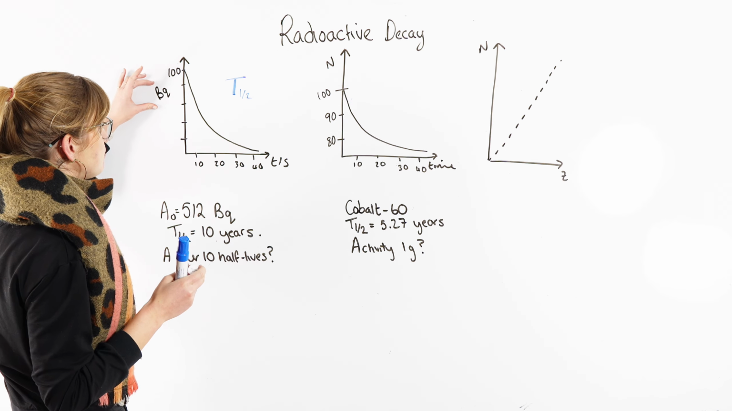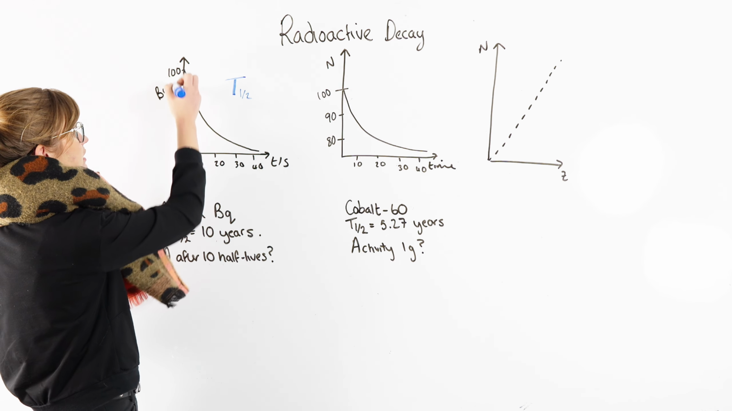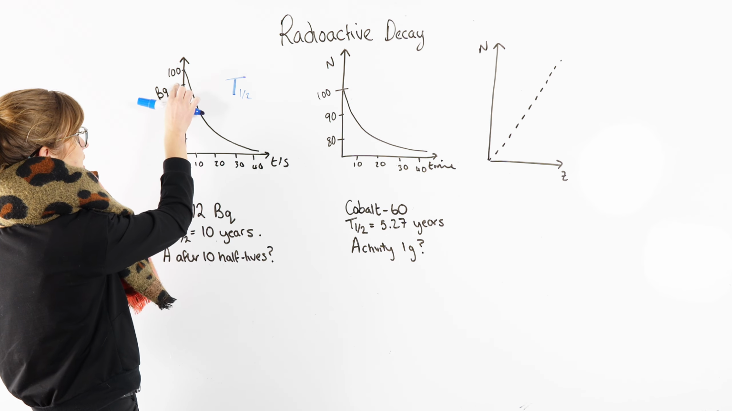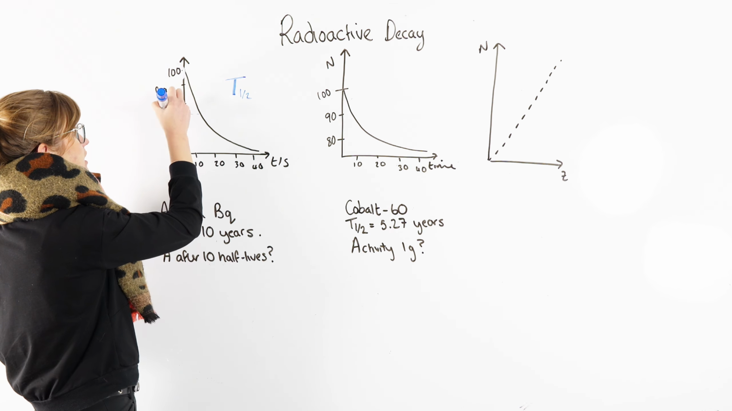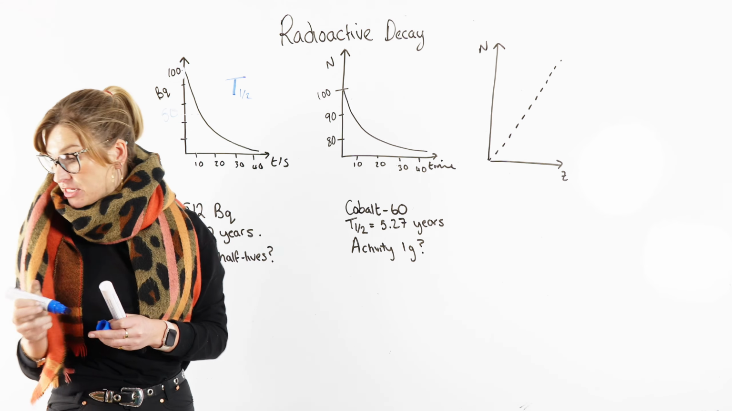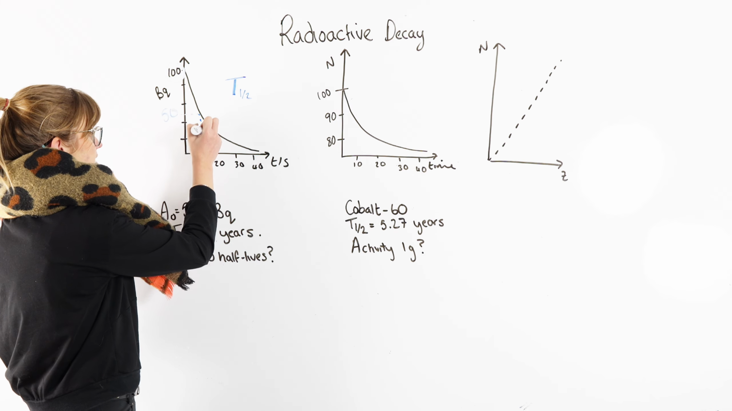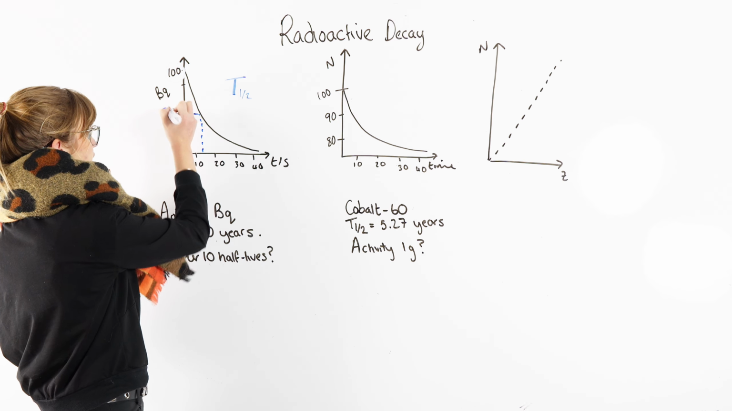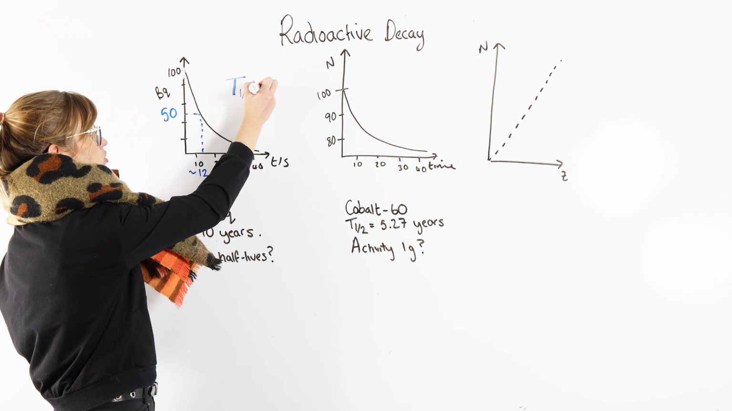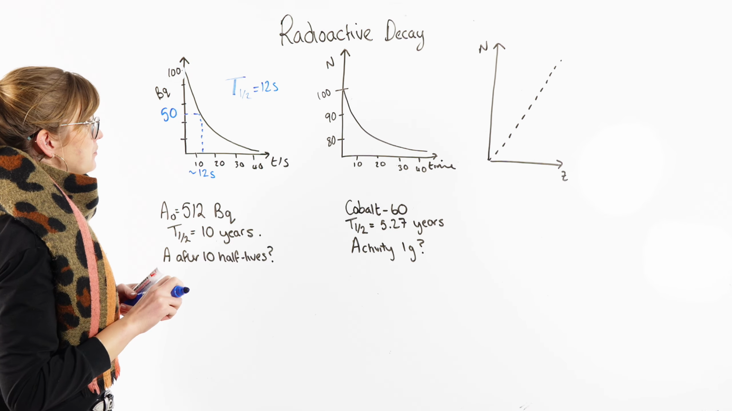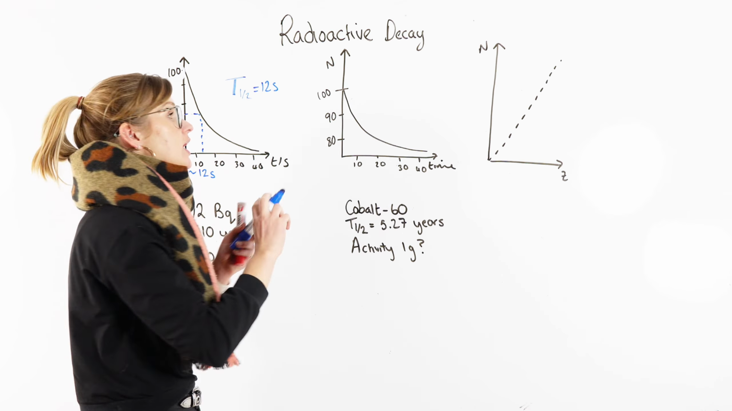So let's say we've got activity measured in becquerels on my y-axis and time on my x-axis. Clearly here, I can find where 50 is, because there's 2, 4, 6, 8, 10, so 50 is going to be right in the middle. The time it takes to drop by half from 100 down to 50. I can go across to my axes and down, and I can see what that time is. So here, for that half-life, I can see that time is roughly around 12 seconds.